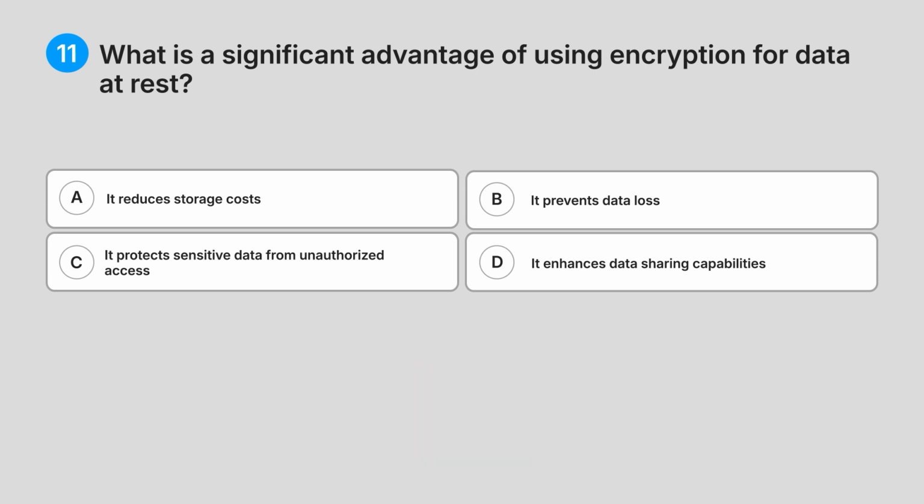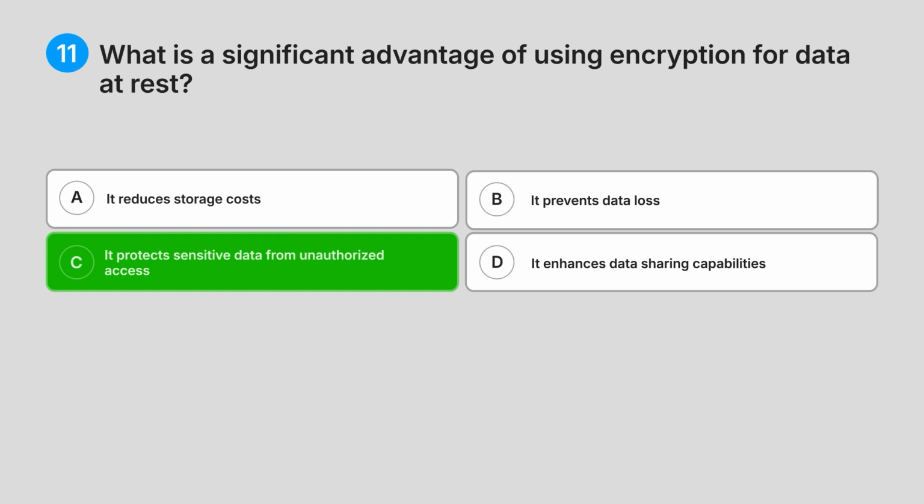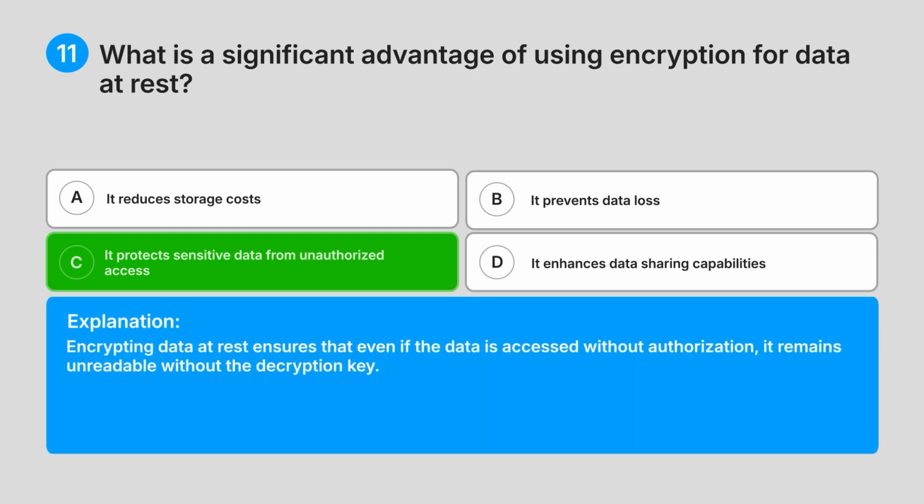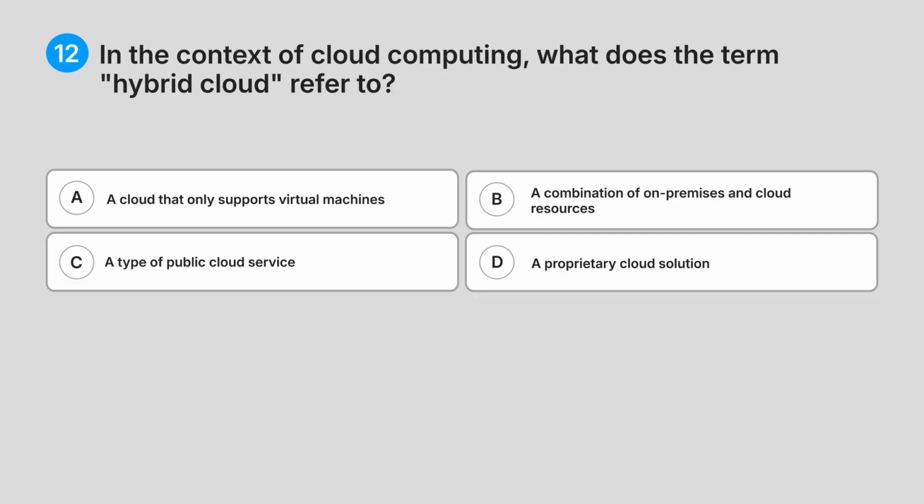Correct answer. C. It protects sensitive data from unauthorized access. Explanation. Encrypting data at rest ensures that even if the data is accessed without authorization, it remains unreadable without the decryption key. 12. In the context of cloud computing, what does the term hybrid cloud refer to?